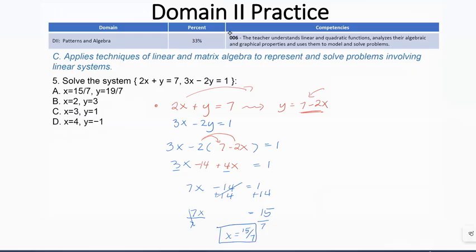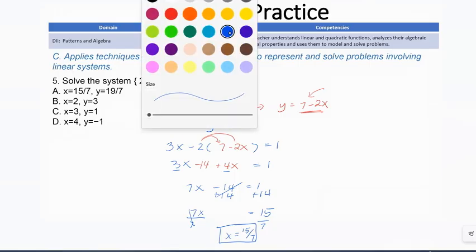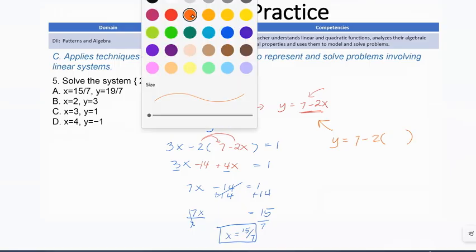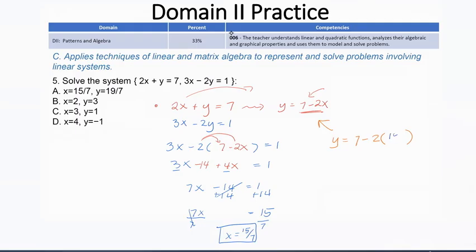So now I need to solve for my y. The easiest way to solve for y is substituting my value of x here. Okay, that's the easiest way. I'm going to write y equals 7 minus 2, and I'll put in parentheses for x. So my x is 15 over 7.